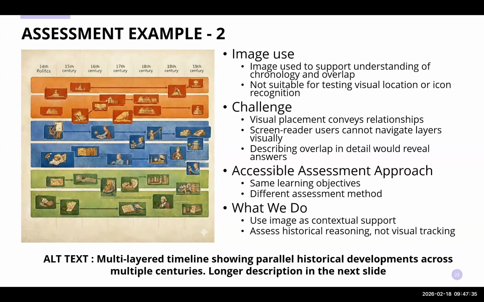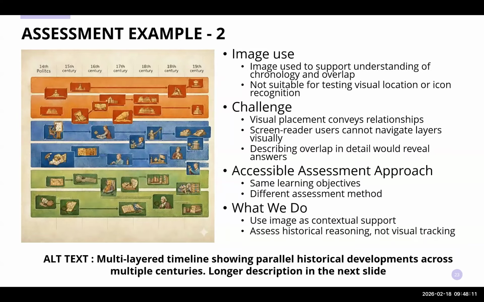So a student using a screen reader cannot just glance along these layers to see that the book was published at the same time a war started. Now, if we describe all those overlaps in detail in the alternative text, we are actually giving away the answer. So once again, we pivot here. We keep the learning objective the same. We still want students to understand how these historical periods overlap, but we change the way we measure it.